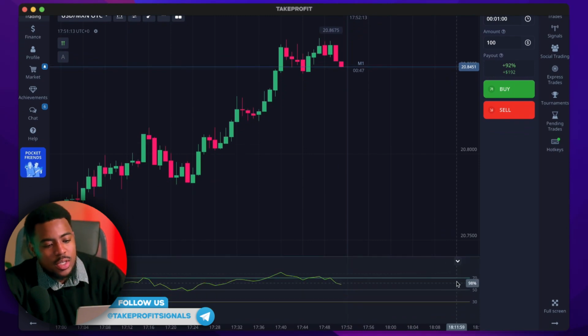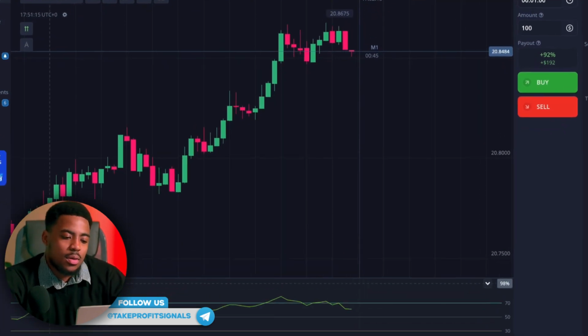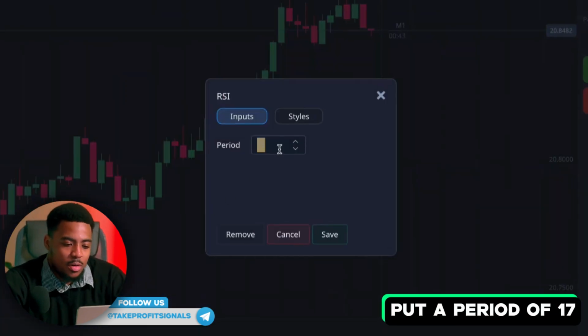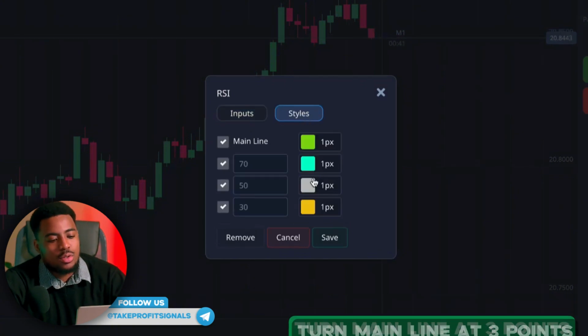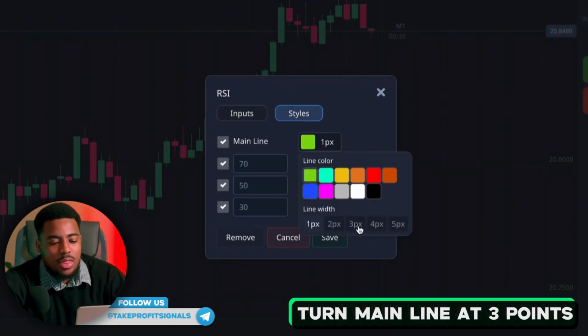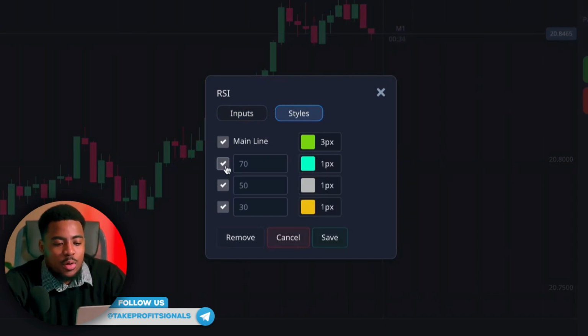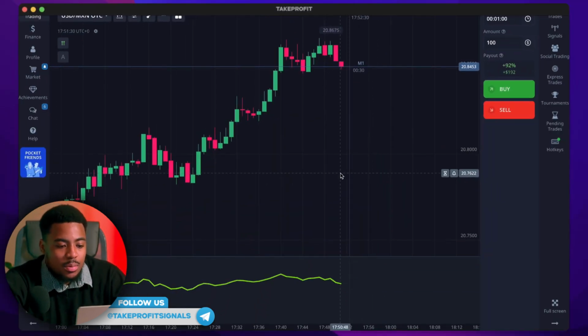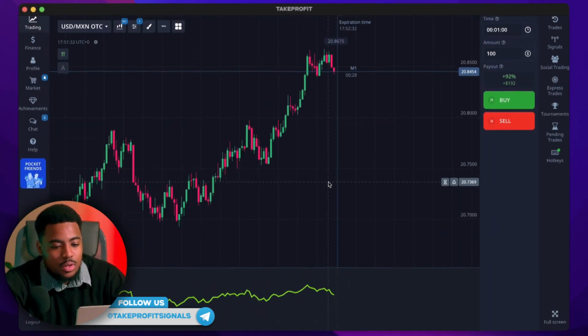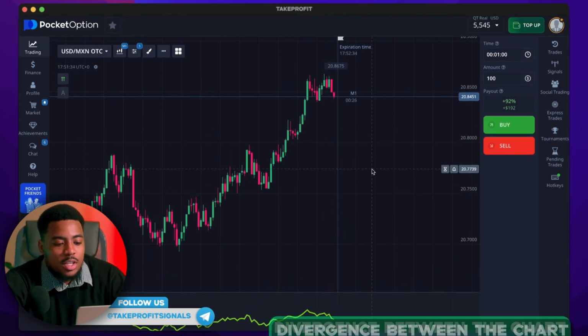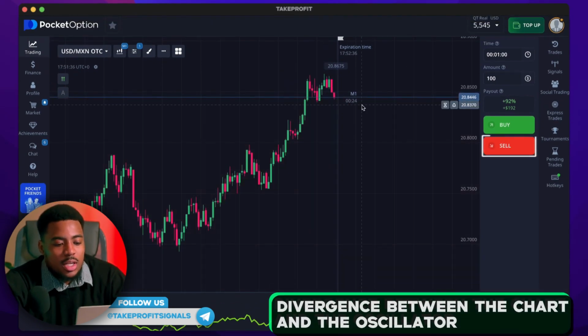Now we are going to tweak it a little bit. Go to the settings, put a period of 17 in styles. Turn on the most important line at 3 points. All other lines can be turned off so that they don't interfere with us at all, because this is not going to be the most important thing now. So we will be looking for a divergence between the chart and the oscillator.